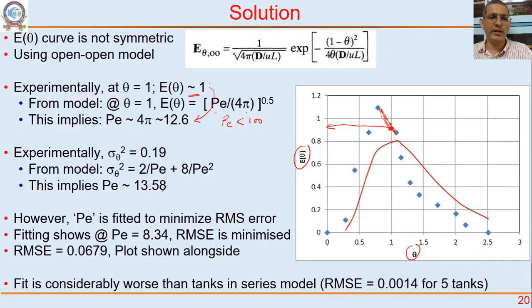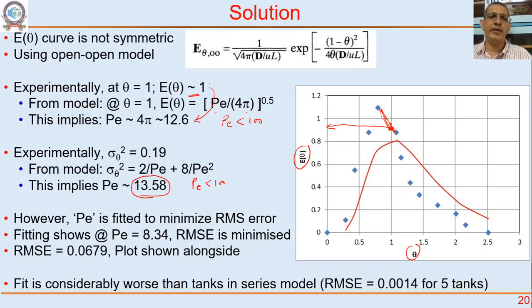From this also we can get the Peclet number. So Peclet number is going to be 13.58. Definitely it is going to be less than 100. Right? So what I am trying to say is, now we know the approximate range of Peclet number. Peclet is going to be around 10, 12, 13, 15, 16, 20, of that order.